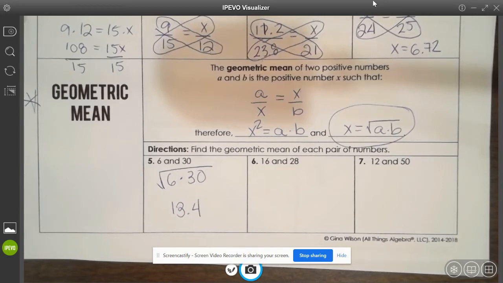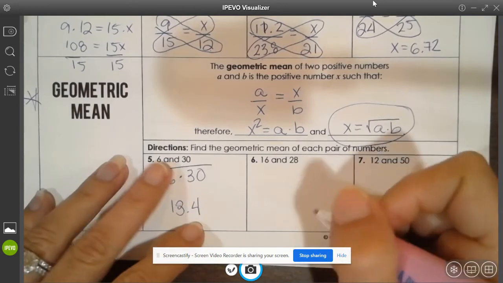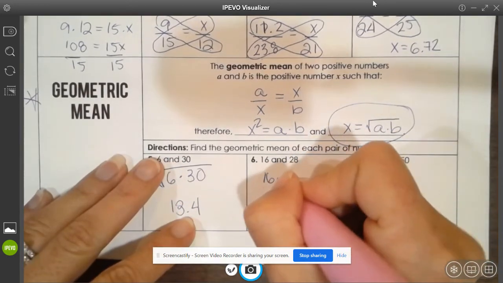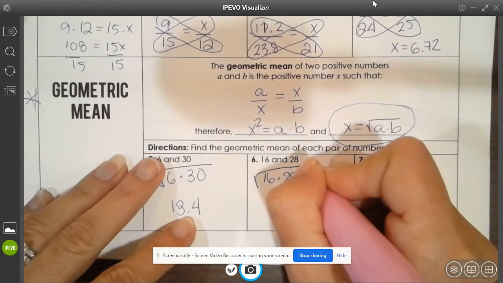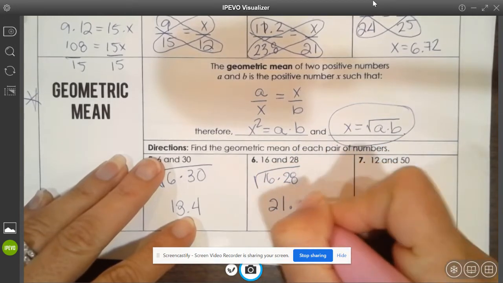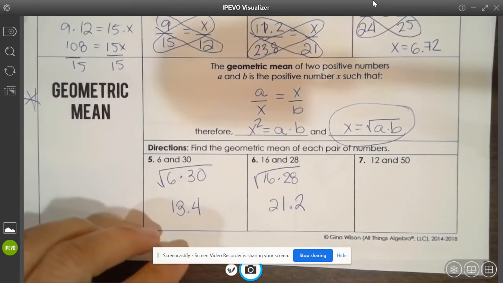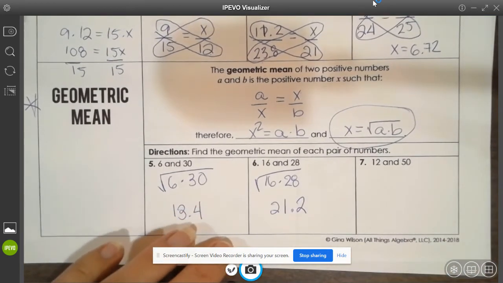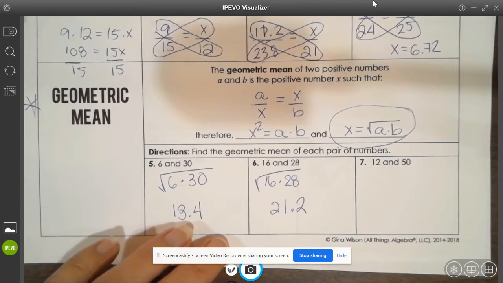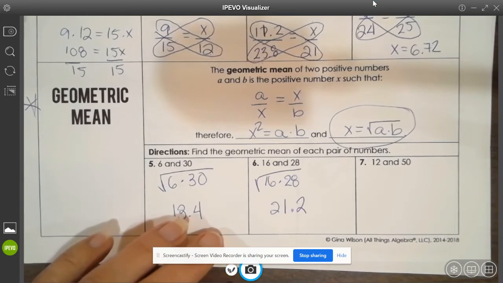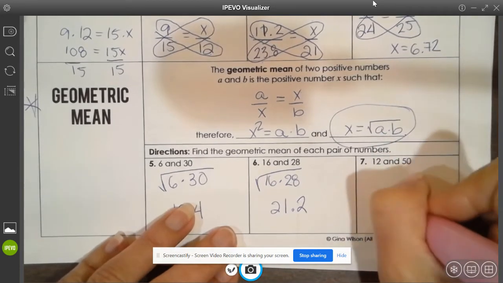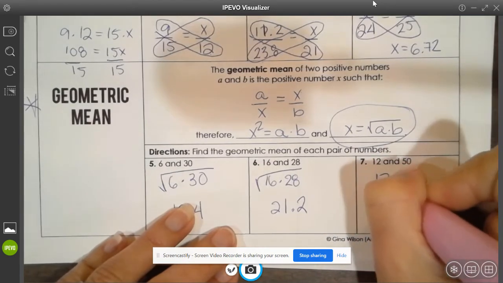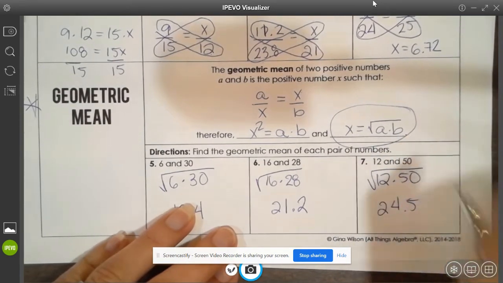Next one, 16 times 28 equals, and then take the square root. We get 21.2. Definitely just use one decimal point. That's okay. And then 12 times 50 equals, and then take the square root. 24.5. So that's 12 times 50, and then take the square root of that.